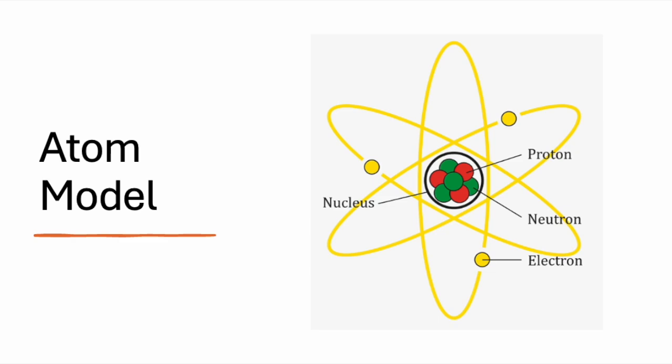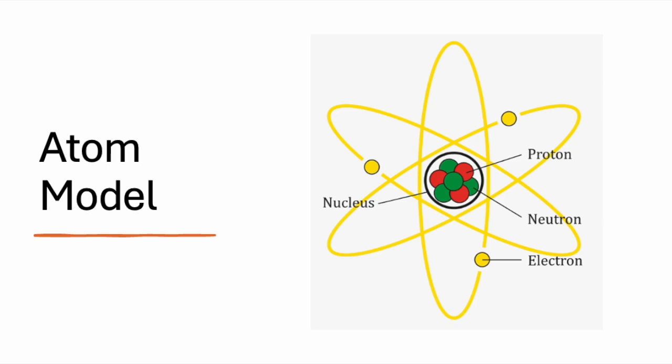The nucleus is made up of two types of particles, protons and neutrons. Protons have a positive electrical charge, kind of like a plus sign. Neutrons, on the other hand, have no charge at all. They're neutral. Now, what about electrons? They're much smaller than protons or neutrons, and they have a negative electrical charge, like a minus sign.